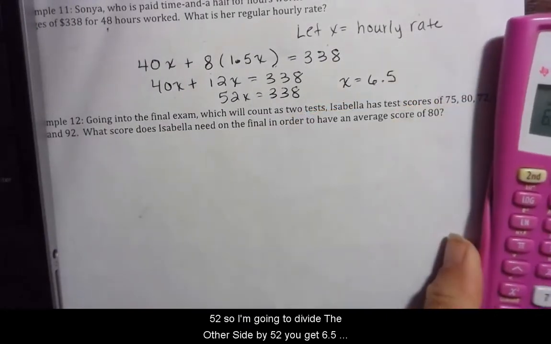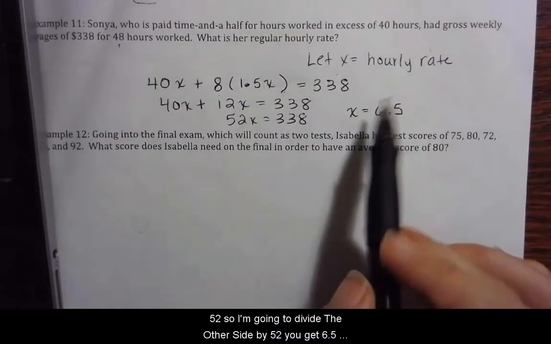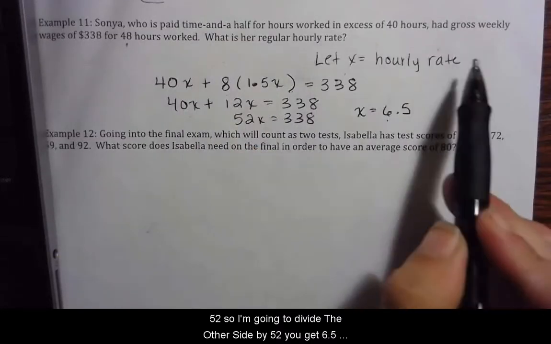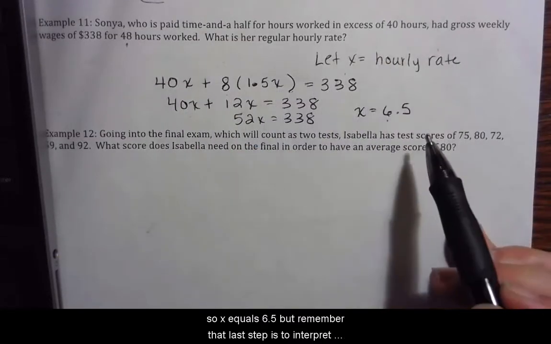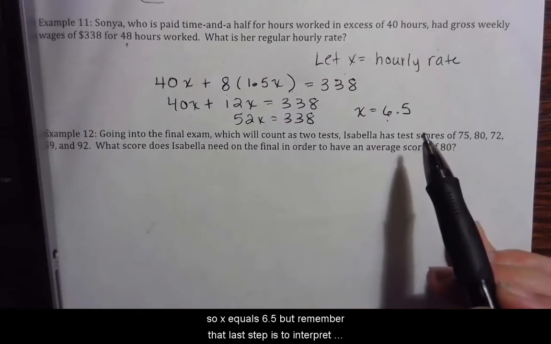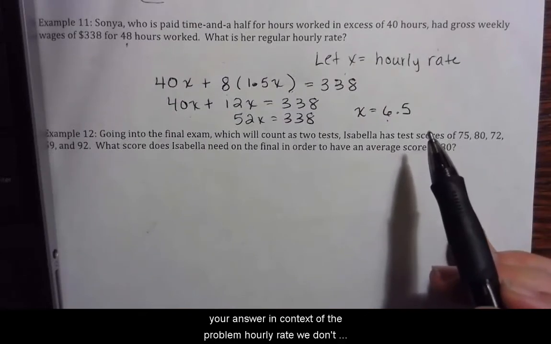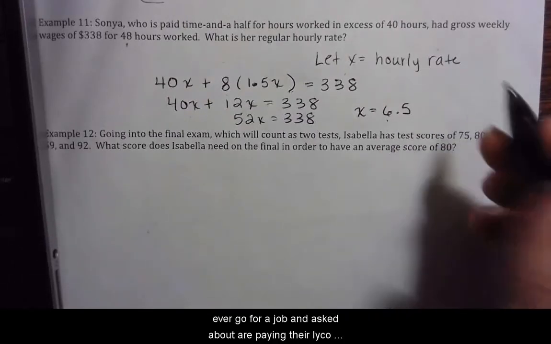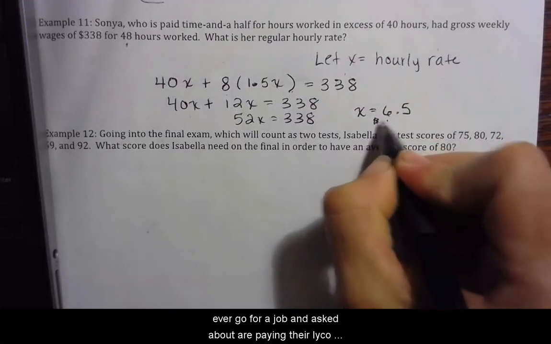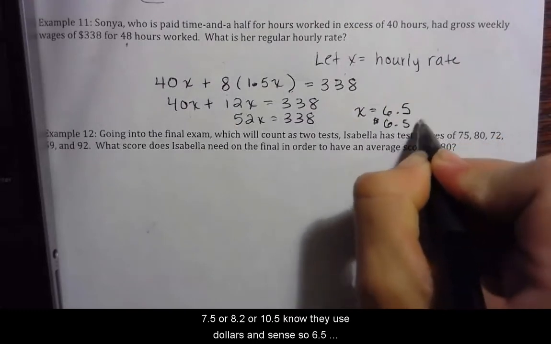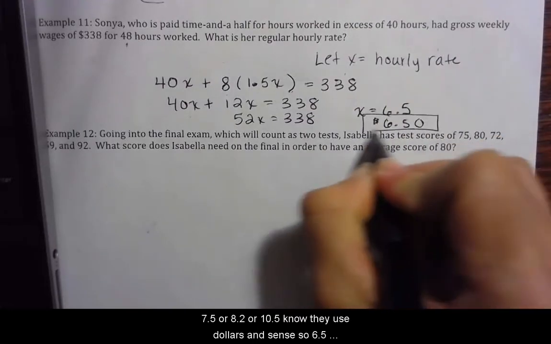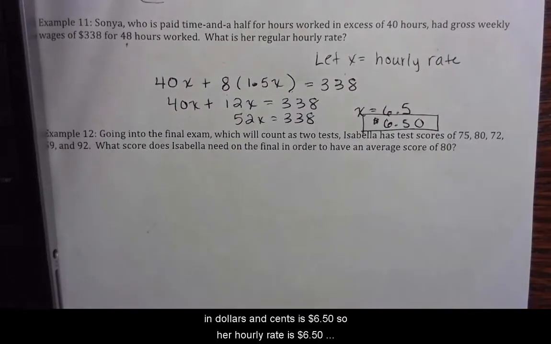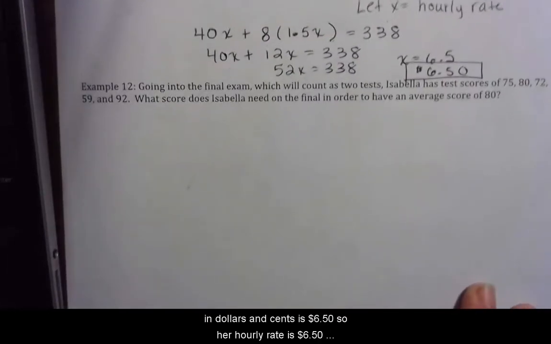But remember, that last step is to interpret your answer in context of the problem. Hourly rate, we don't ever go for a job and ask about our pay and they're like, oh, 7.5 or 8.2 or 10.5. No, they use dollars and cents. So 6.5 in dollars and cents is $6.50. So her hourly rate is $6.50 per hour.